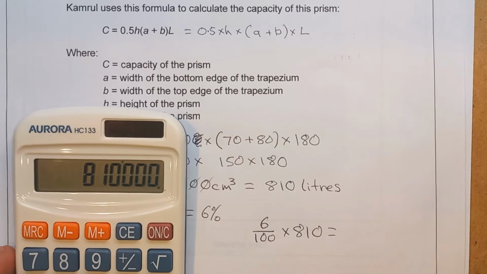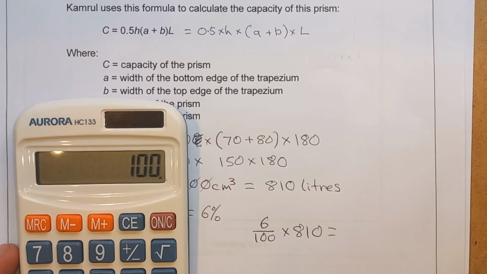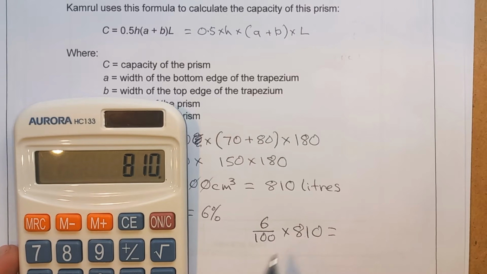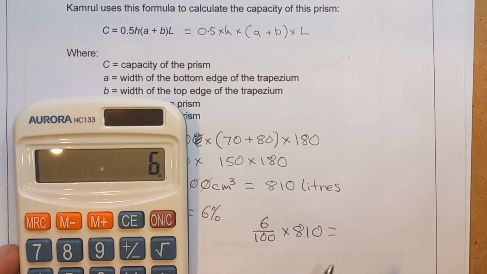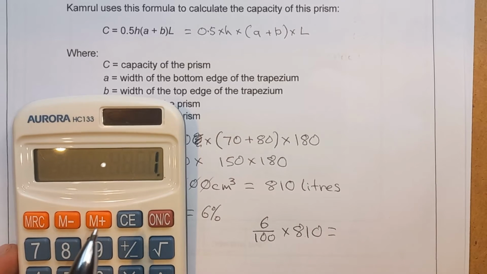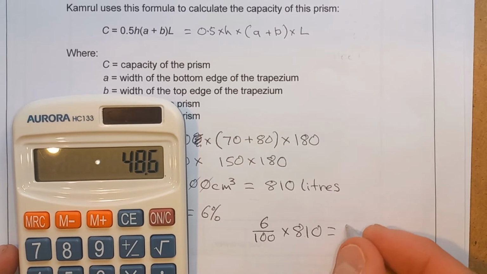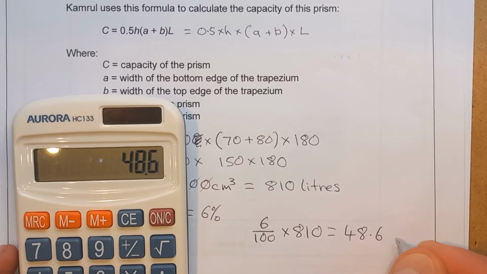So that was my 810,000. We're going to divide it by 1,000 to get it into our litres. Then multiply it by 6. Divide it by 100. And we get 48.6 litres.